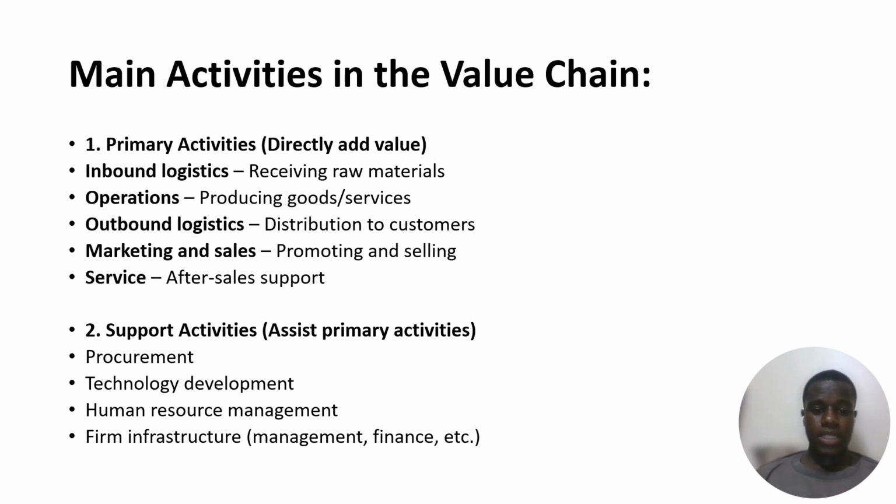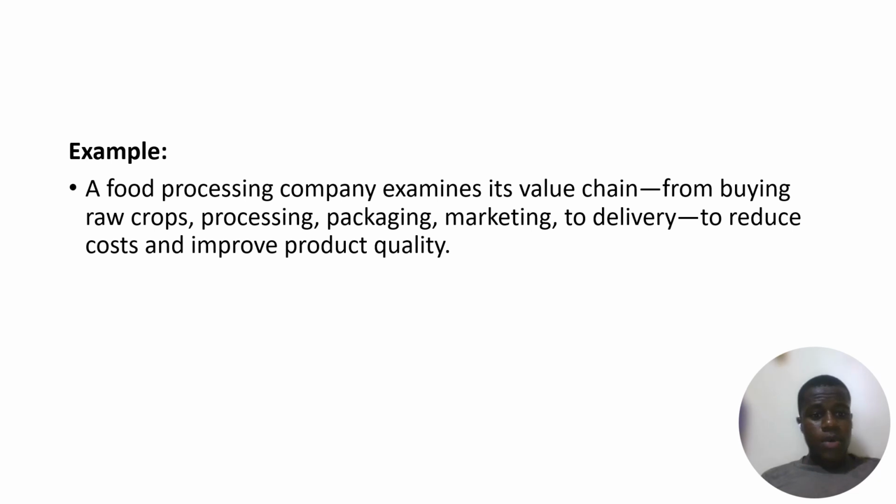Secondly, we have the support activities, which assist the primary activities. So we have procurement, technology development, human resource management. We have firm infrastructure, that is management, finance, etc. For example, a food processing company examines its value chain from buying raw crops, processing, packaging, marketing, to delivery to reduce costs and improve product quality.